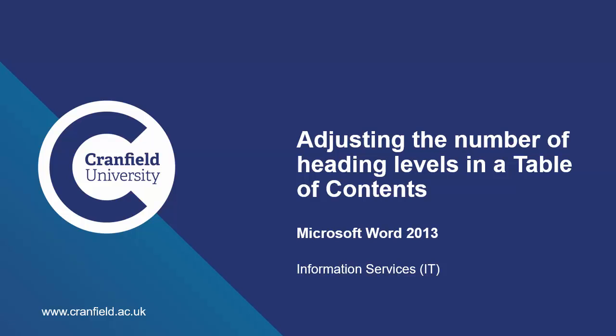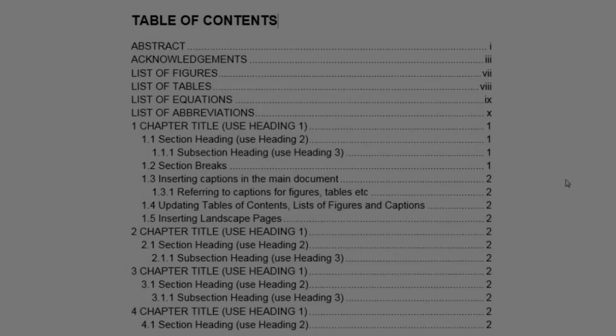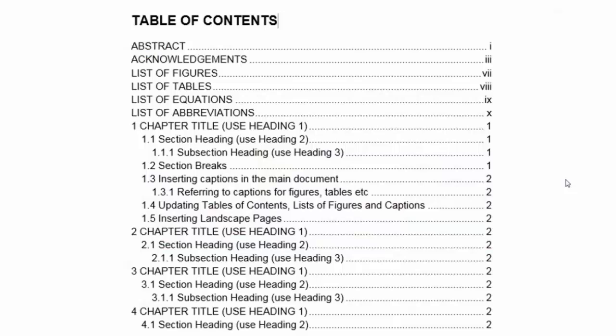In this Cranfield University Quick Byte video, we demonstrate how to adjust the number of heading levels in your table of contents. If you are writing your thesis using the Cranfield thesis template, you will have noticed that the default table of contents displays three levels of headings. That is, it includes the main chapter titles, the section headings, and the first level of subsections.